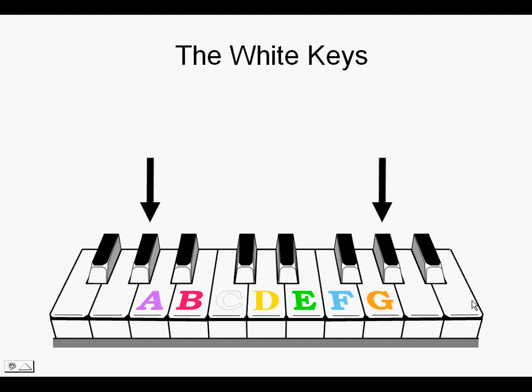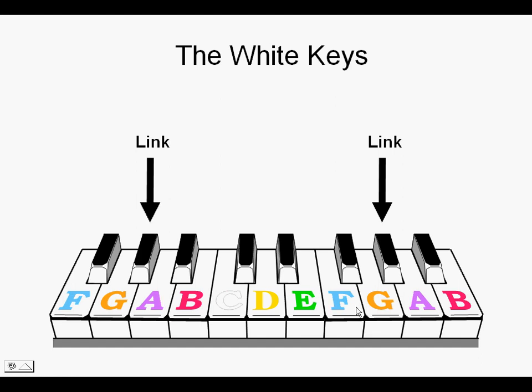So these two are the beginning of the next register higher, and these ones are the end of the next register lower. You can see that these black keys marked represent the links between the different registers.